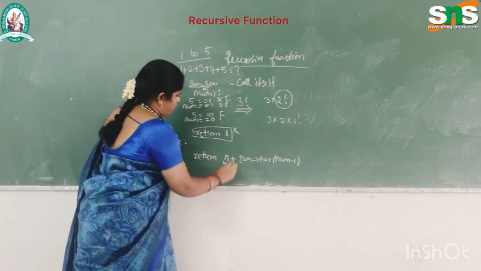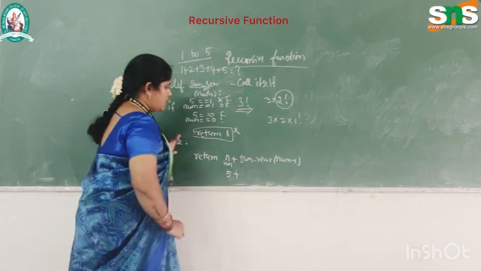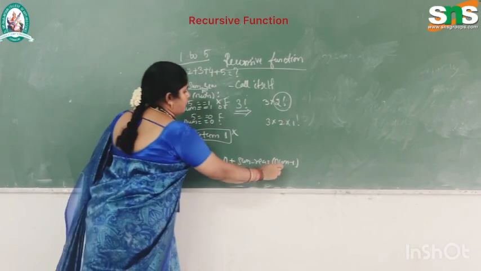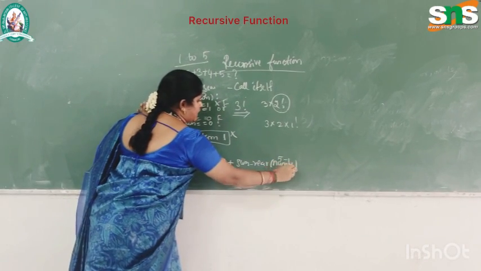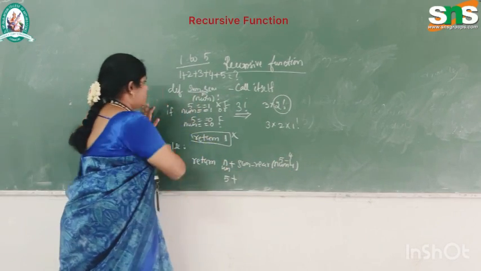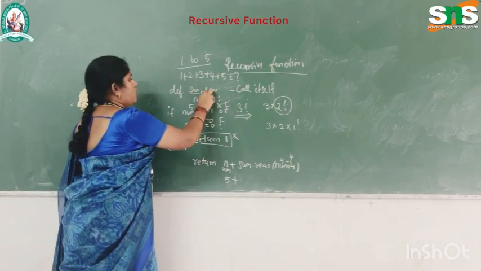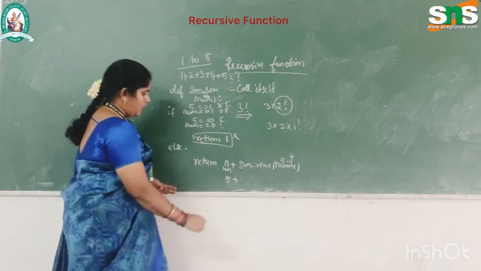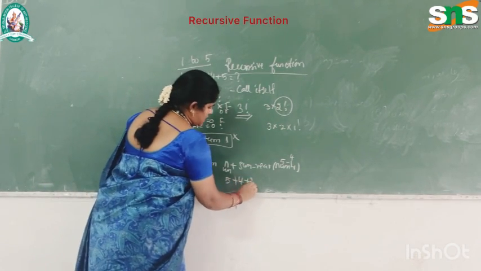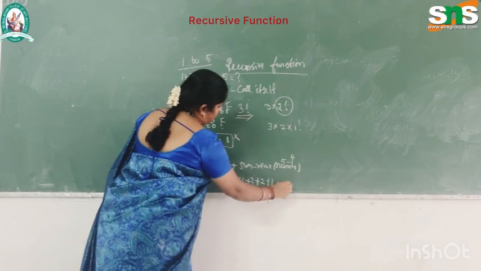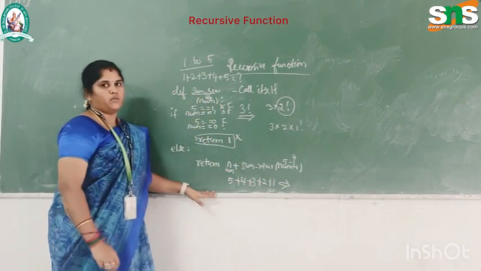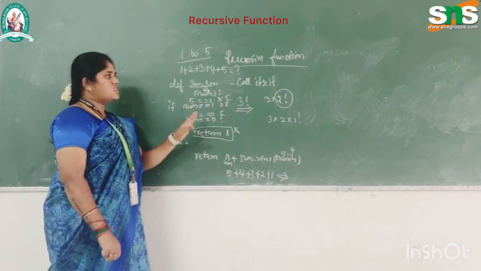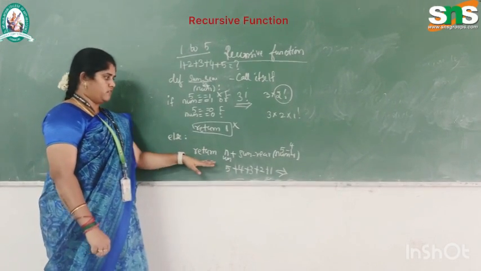the number value 5 plus it again calls sum_recursive of n minus 1. The number value is 5 and minus 1 will be 4, so again it calculates the value for 4. This operation continues till 5 plus 4 plus 3 plus 2 plus 1. We get this result after execution of these statements. This is the simple concept in the recursive function.